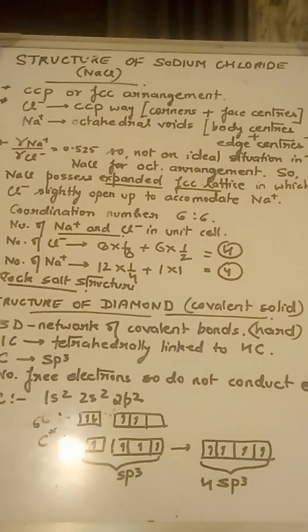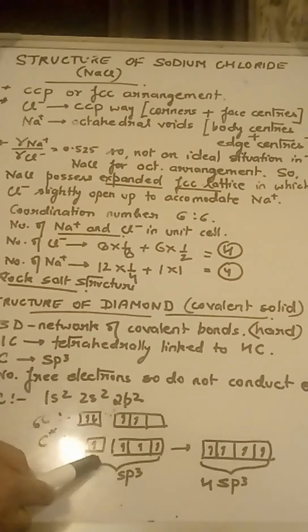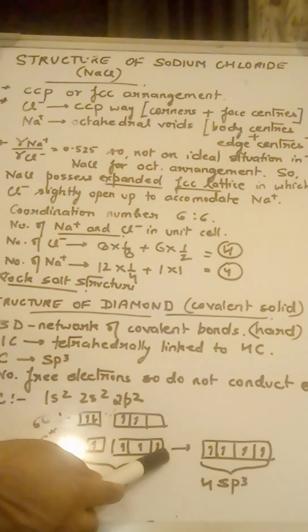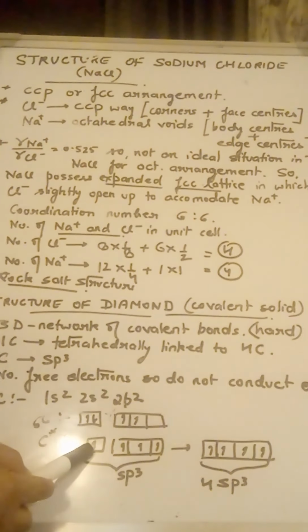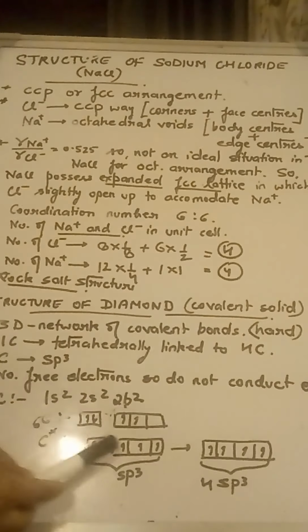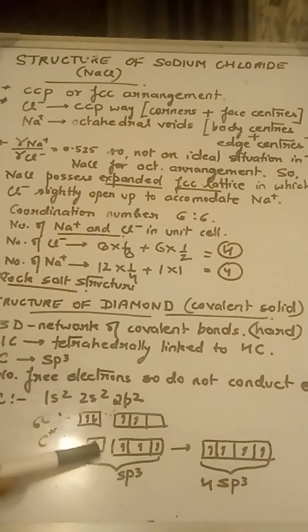Now these unpaired electrons have to form covalent bonds, since each carbon is bonded to 4 other carbon through single covalent bonds. So these 4 half-filled orbitals have to be utilized in the formation of single covalent bonds. Before the formation of bonds, they undergo hybridization. They mix up their energies, and the hybridization is sp3.